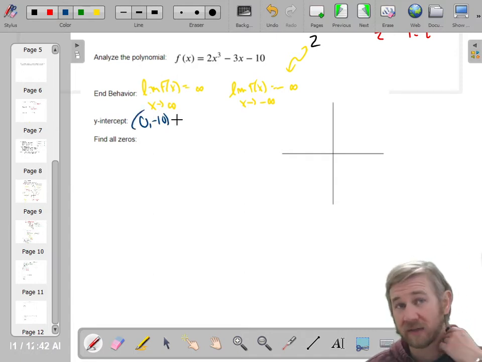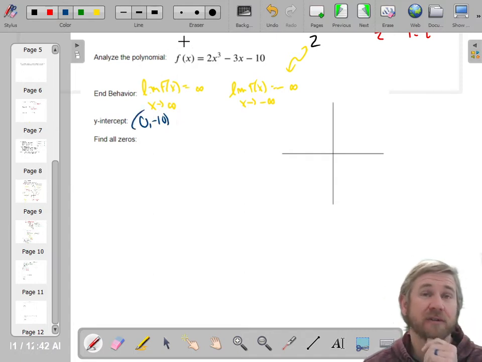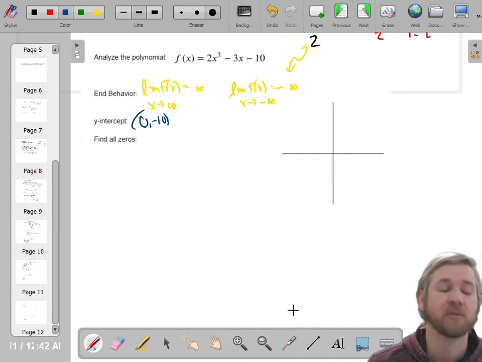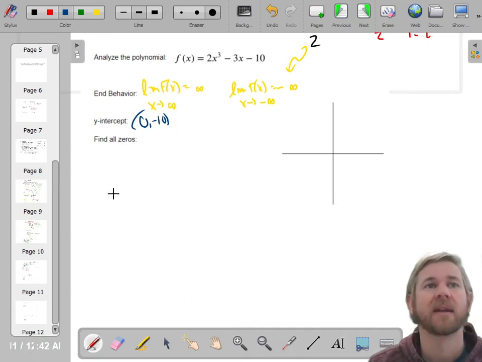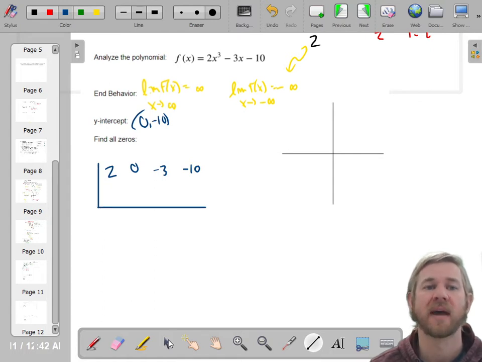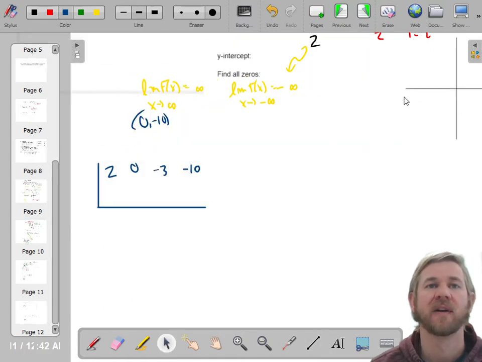Now let's find some zeros. So you got to be careful. There's a missing degree here. There's not an x squared. So when you do synthetic division, you have to have a placeholder 0 is what I'm getting at. So we'll have 2, 0, negative 3, negative 10. If you forget that placeholder 0 for 0x squared, you will never get a problem right. You cannot do synthetic division without all of the terms. You have to be very careful.